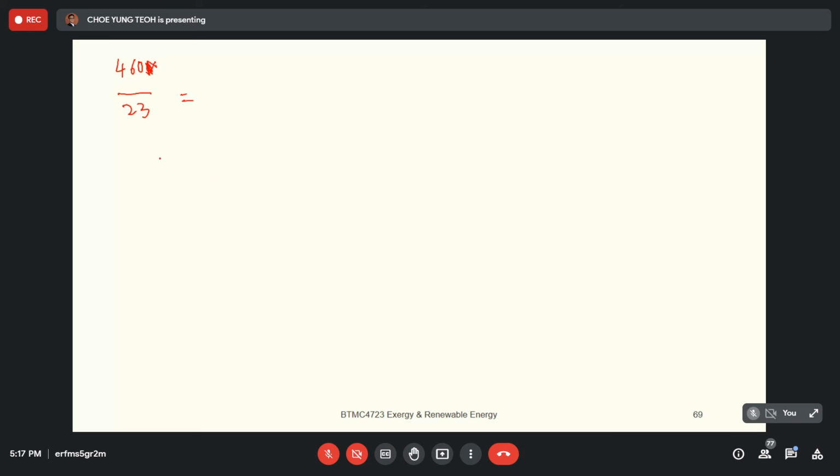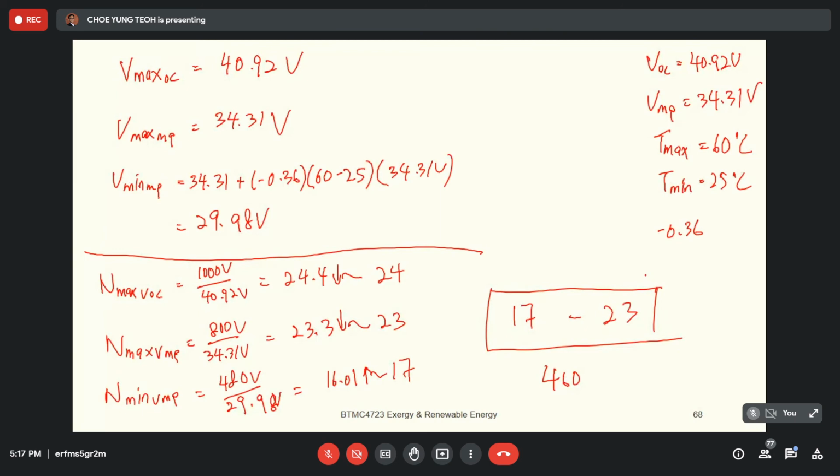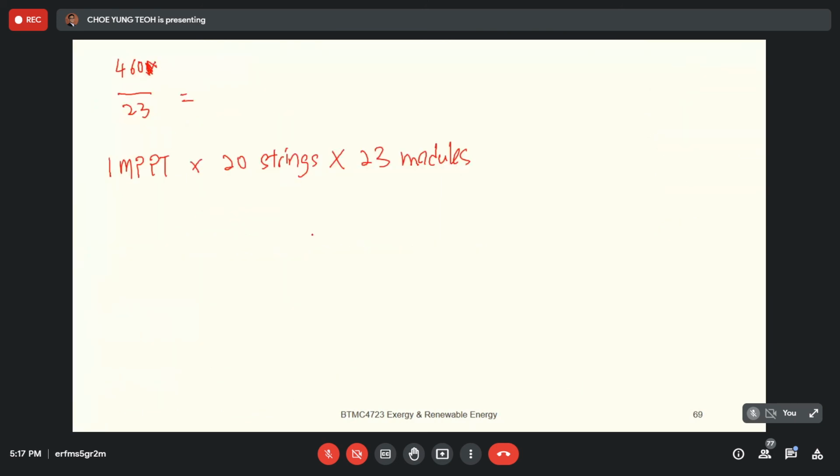Okay, so can I have the string arrangement? Maybe you propose the string arrangement first. I need only one MPPT times 20 string times 23 module. So you meet my requirement, 23 pieces maximum. And then I use 20 string, so it means that I need 20 input, and I need only one MPP.